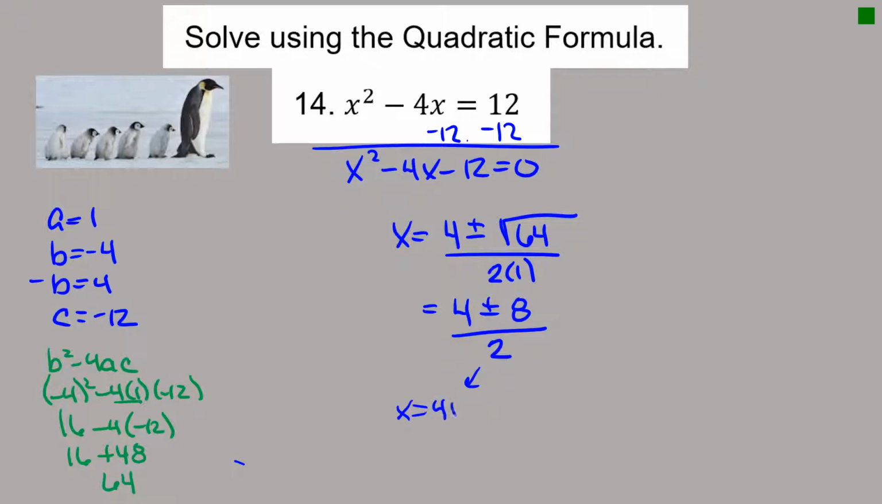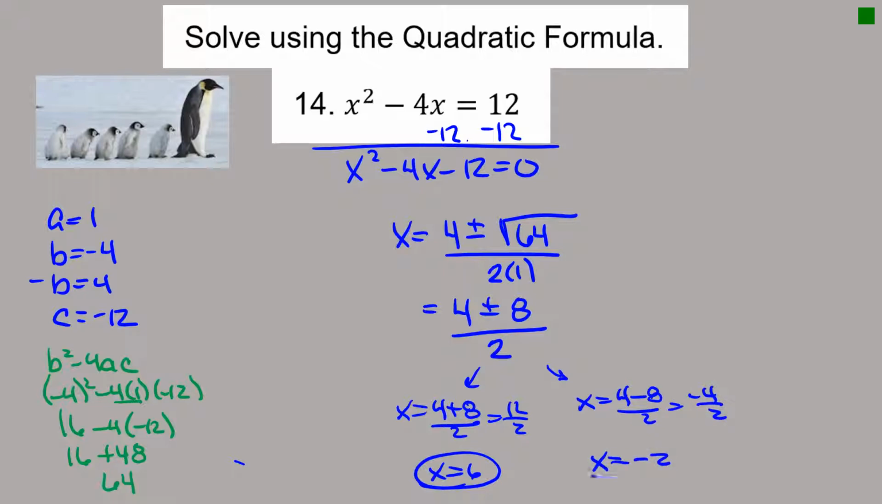X is going to equal 4 plus 8 over 2, 12 over 2. X is going to equal 6. X is going to equal 4 minus 8 over 2, negative 4 over 2. So x is going to equal negative 2. All righty? If you're pausing, pause, but otherwise, let's keep going.